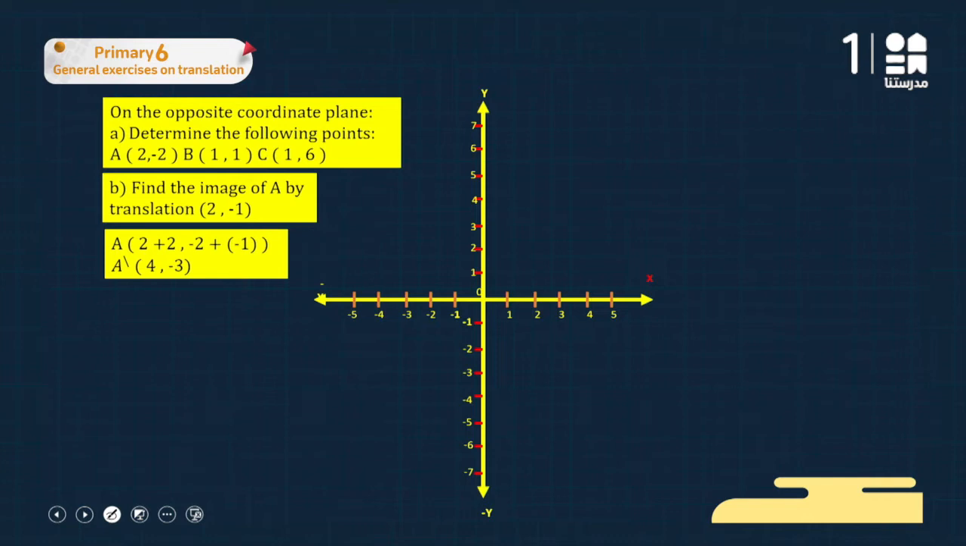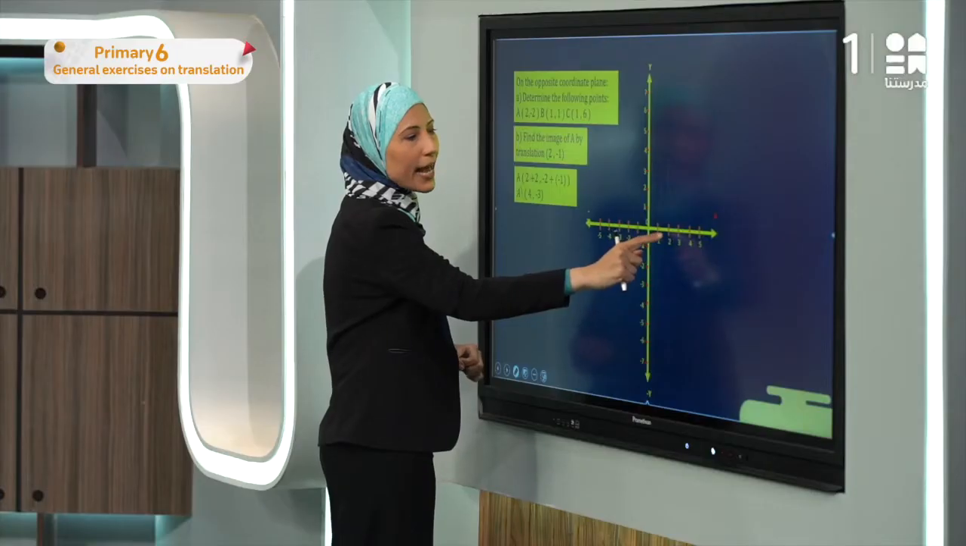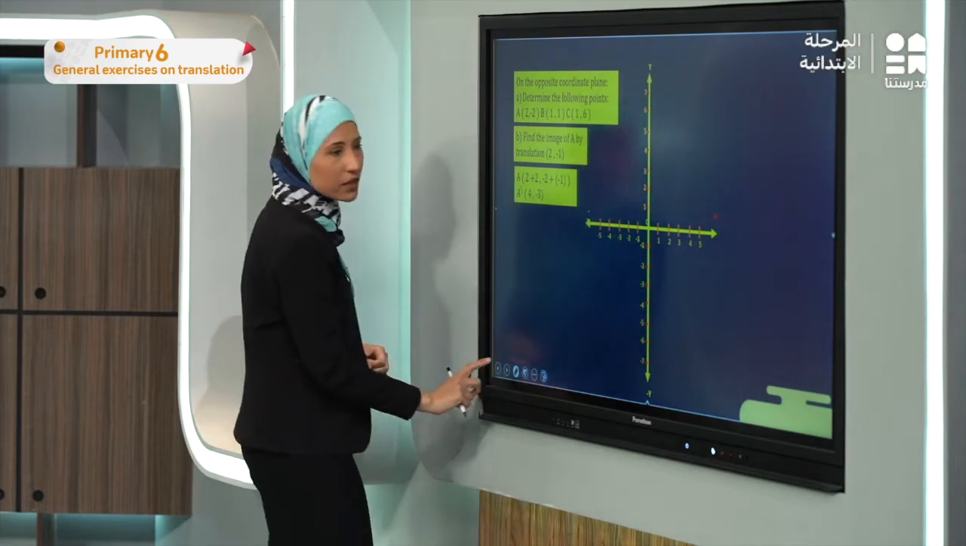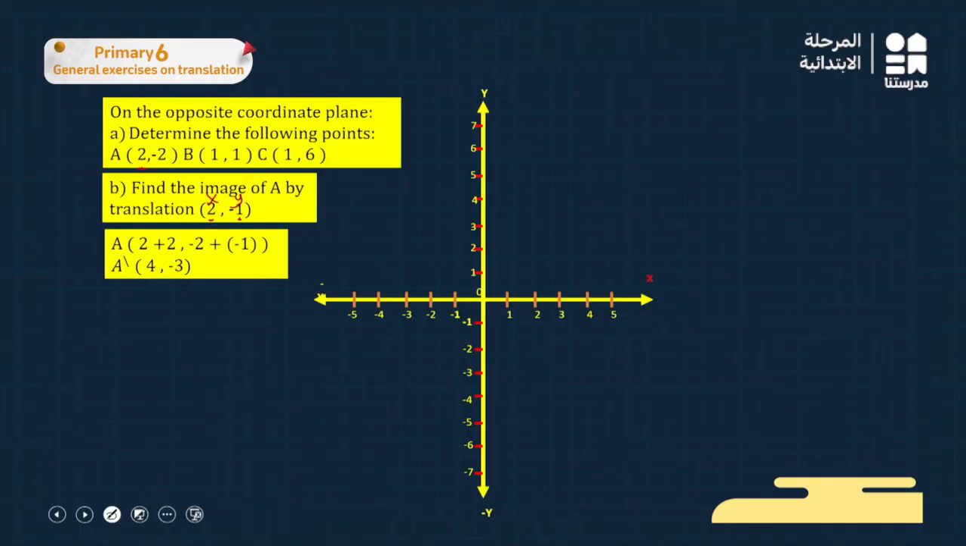A was 2 and -2, 2 in X and -2 in Y. So I put it like that. This is my point A. B is 1 and 1, 1 in X and 1 in Y. So I put my B here. The last point I have is C, 1 and 6. 1 on the X-axis and go up until 6. So I put my points on my plane.